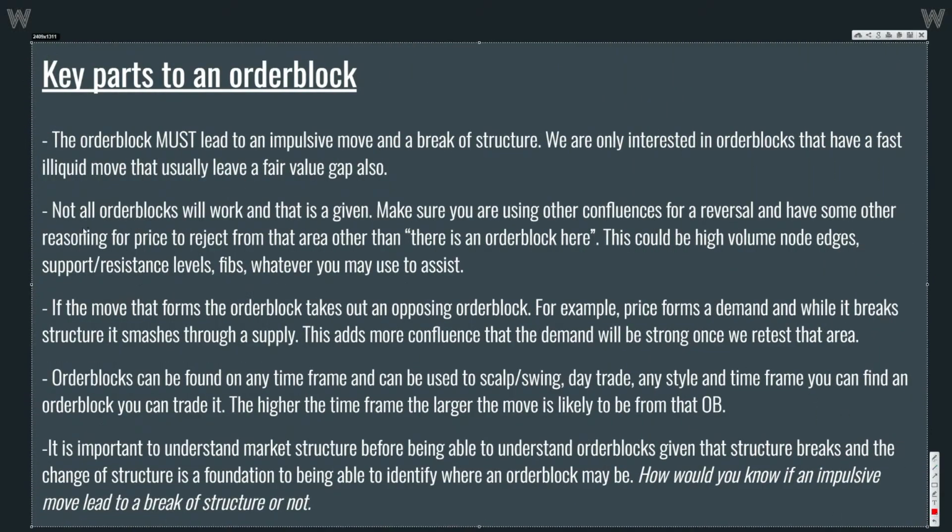Not all order blocks are going to work. Make sure you're using other confluences for a reversal and have some other reasoning for price to reject from that area other than there is an order block here. This could be high volume node edges, support resistance levels, fibs, whatever you may use. Also I'd like to add points of control. POCs in supply and demand are very useful. I didn't talk about that specifically in this class, but I've spoken on this a lot elsewhere.